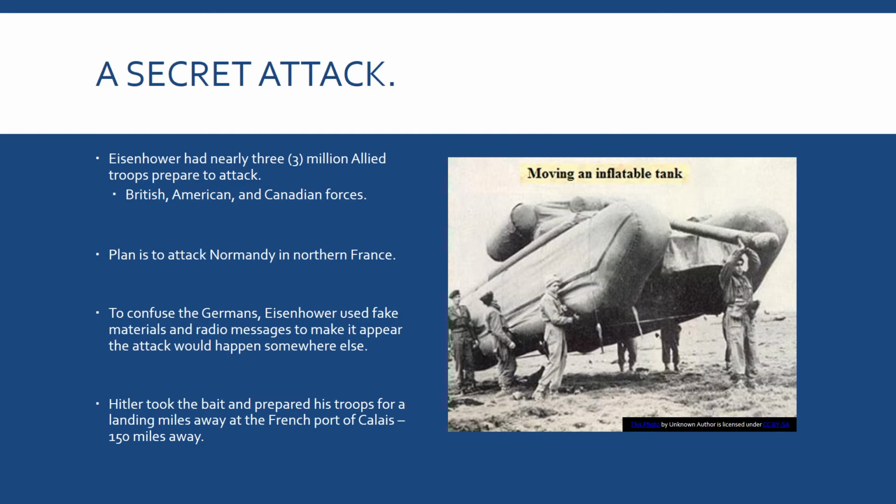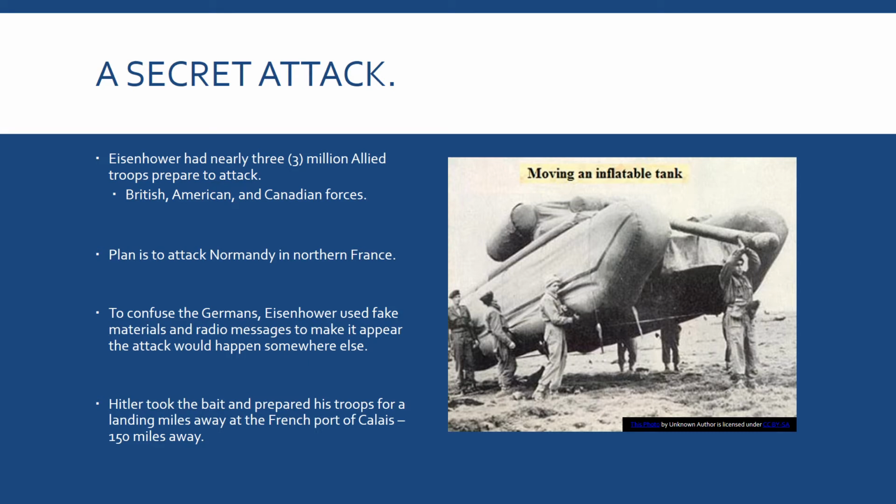Now, the plan is to attack Normandy in northern France. But to confuse the Germans, Eisenhower is going to use fake materials and radio messages to make it appear that the attack would happen somewhere else. You can see in this picture here that these troops are moving an inflatable tank. So from the air, if a German plane was to fly over top of this, it would look like it was a real tank and troops stationed somewhere. But of course, this was just like Hollywood effects, basically.